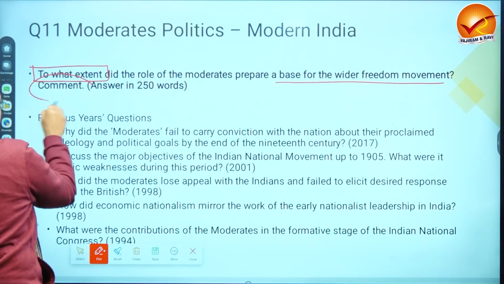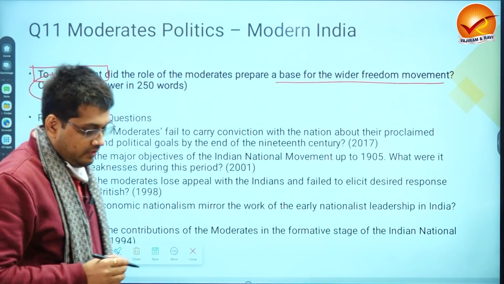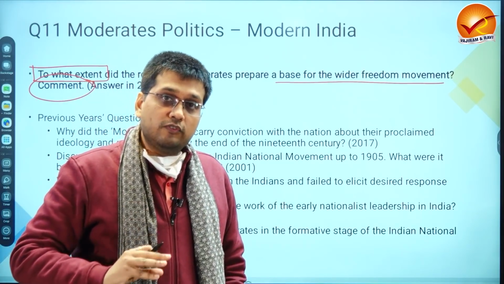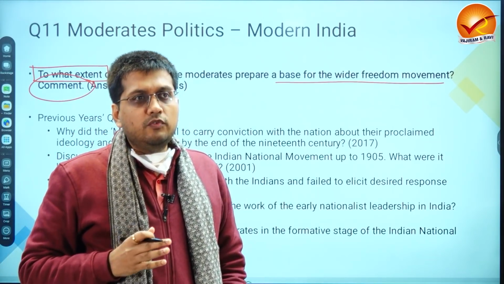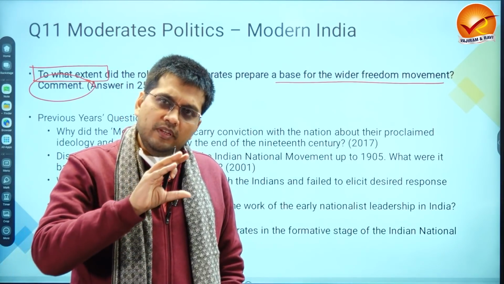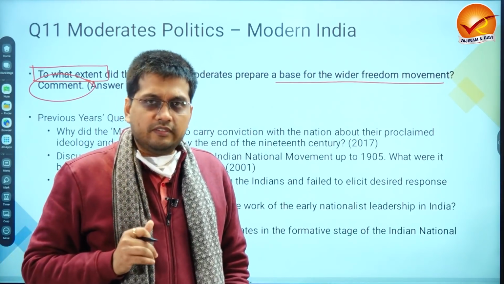Most people would forget this comment or to what extent. So it is asking not only positives but also limitations. However, you wouldn't have much room to expand upon limitations, so that will be the last few lines, that's all.